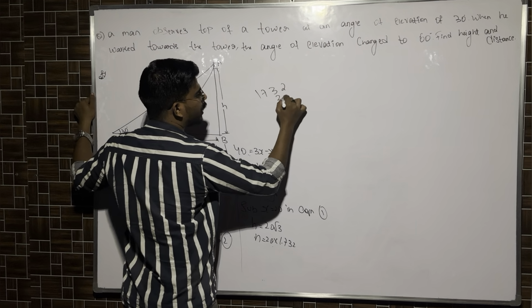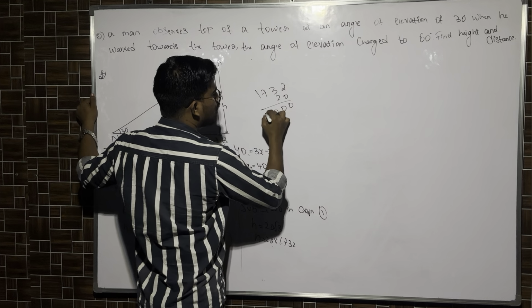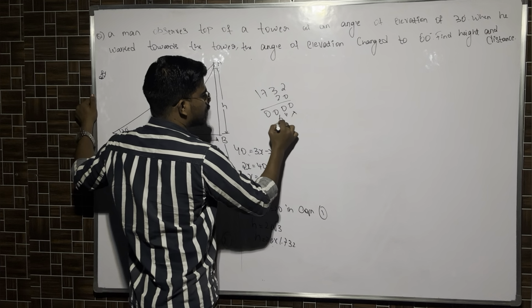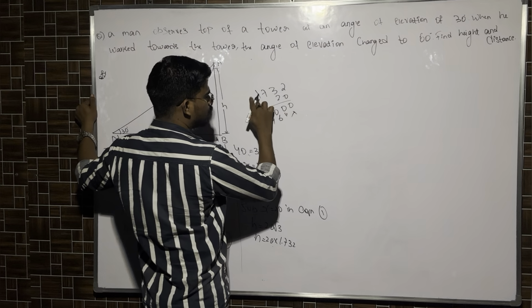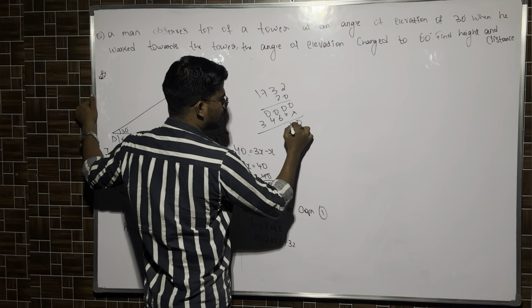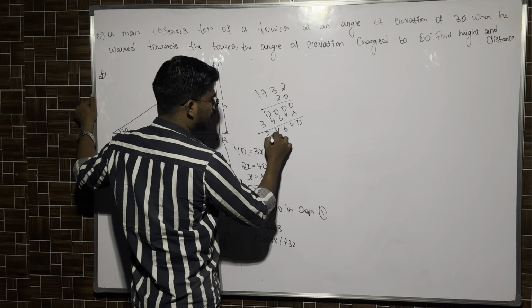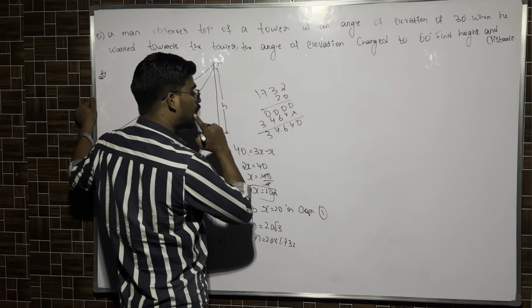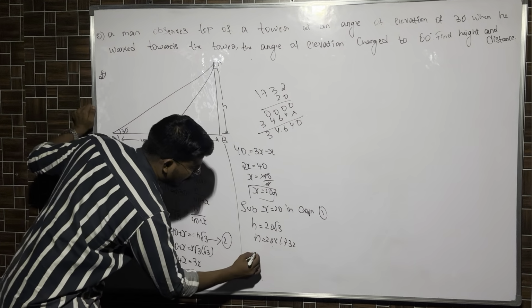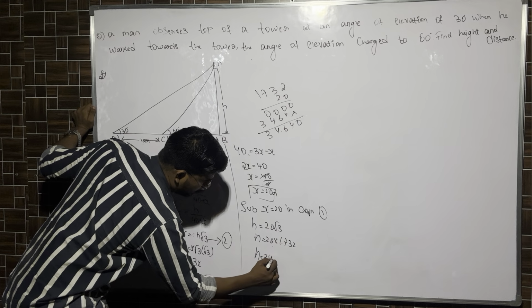1.732 times 20. 2 2s are 4, 2 3s are 6, 2 7s are 14, 2 1s are 2 plus 1 is 3. So it is 0, 4, 6, 4, 3. So after 3 numbers, the point is 34.64. Height h is equal to 34.64.